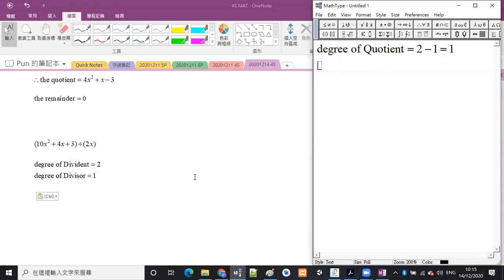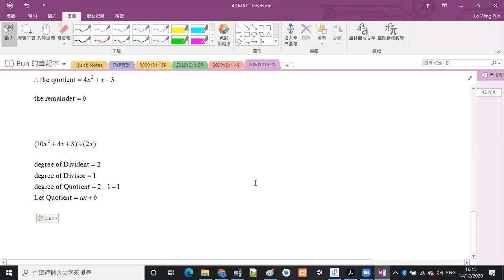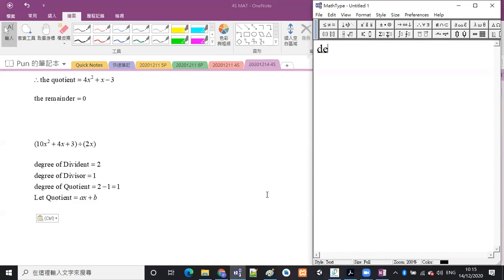And then we have to let the quotient be ax to the power 1 plus b. And then degree of remainder is equal to the degree of divisor minus 1. That is 0. Then we can let the remainder be just a constant. Okay, so we have ax plus b be the quotient, then the remainder will be just c.